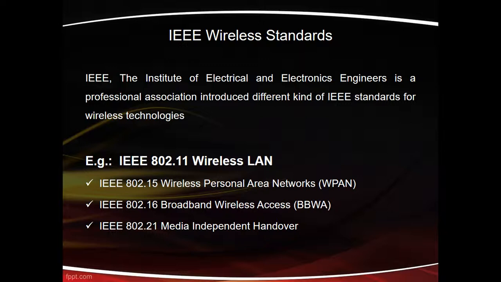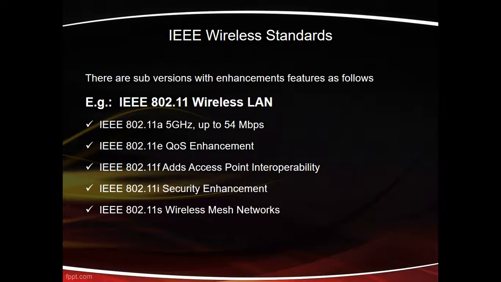There is a version number for each, and a technological specification. Going forward, there are the subversions. Here the wireless LAN describes IEEE 802.11a, 5 GHz, up to 54 Mbps. Likewise, QoS, quality of service enhancement. There are some releases on the IEEE side about the standard of this technology. This is one example.